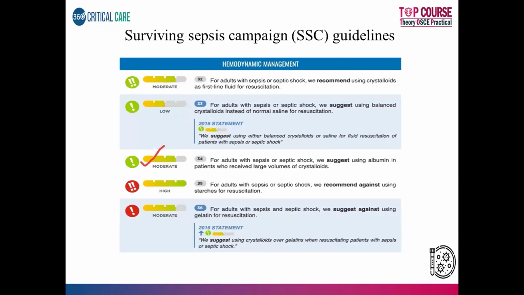Now, after all these trials, what do the recent Surviving Sepsis guidelines tell? It tells that for adult patients with sepsis or septic shock, we suggest using albumin in patients who received a large volume of crystalloids. This has a low level of recommendation and moderate evidence.